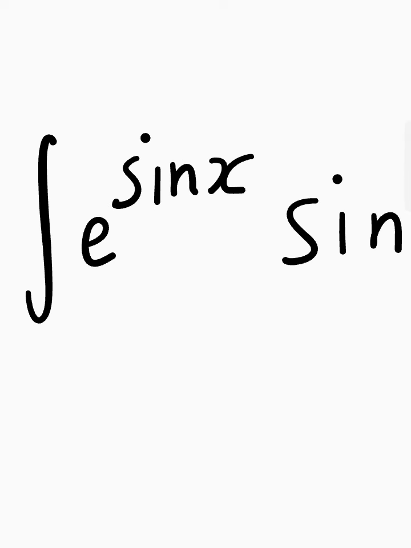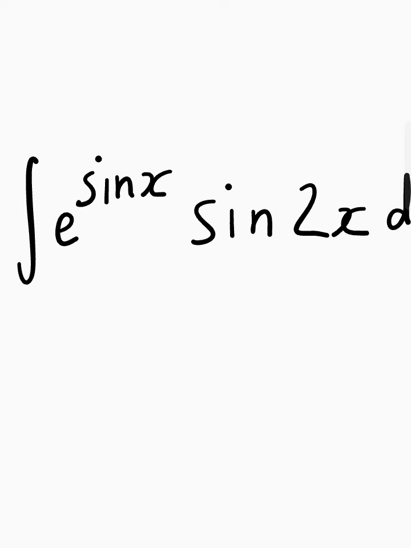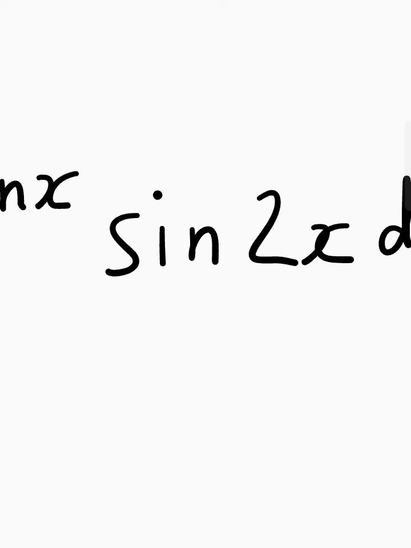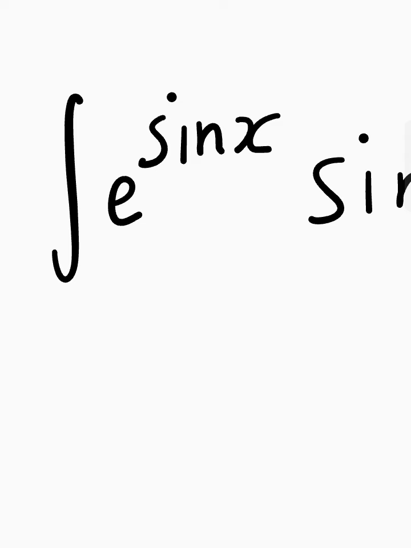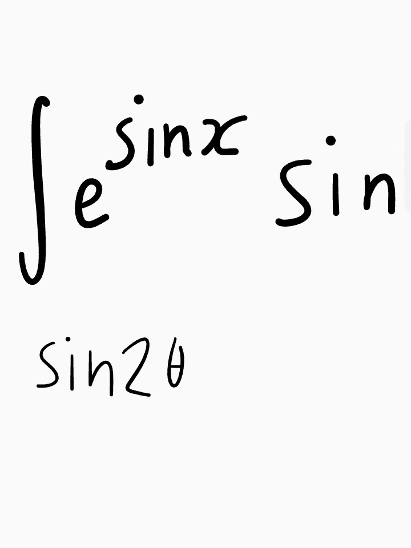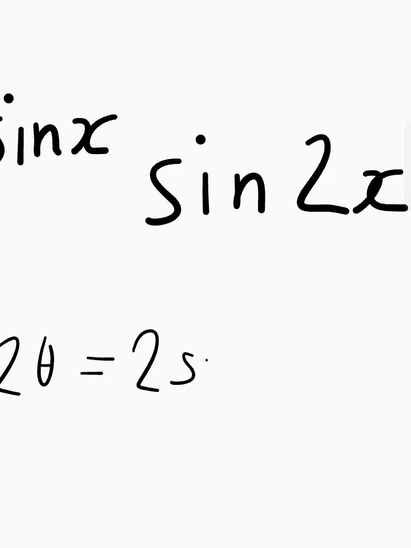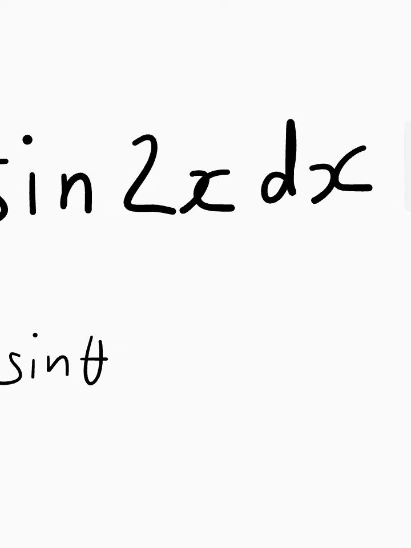e raised to a trig function, and of course, I can't just do a usual u substitution because the input in the trig function is different from the original trig function we're raising e to. So of course, this really just uses some trig identities merely. Namely, I'm going to use the identity that sine 2 theta is equal to 2 sine theta cosine theta.